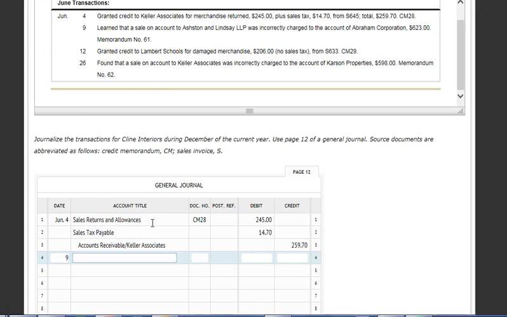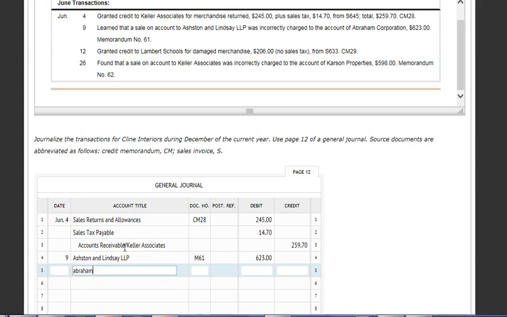Next, we have June 9th. If you read up here, we learned that a sale on account to Ashton and Lindsay LLP was incorrectly charged to the account Abraham Corporation, memorandum number 61. So on June 9th, we've got Ashton and Lindsay LLP, memorandum 61, $623, and we need to move that to Abraham Corporation, same memorandum, $623.